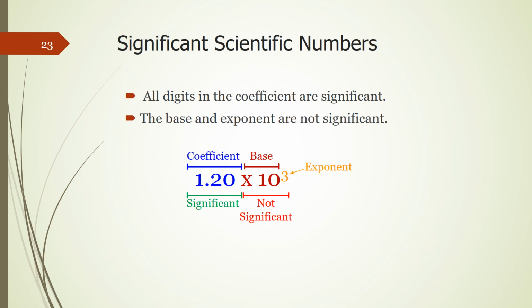For significance, every single digit, no matter what it is in the coefficient, is significant. The rest of the number is not, because the rest of the number is the placeholder. And that's telling you scale. That's not telling you precision. The coefficient is telling you precision.